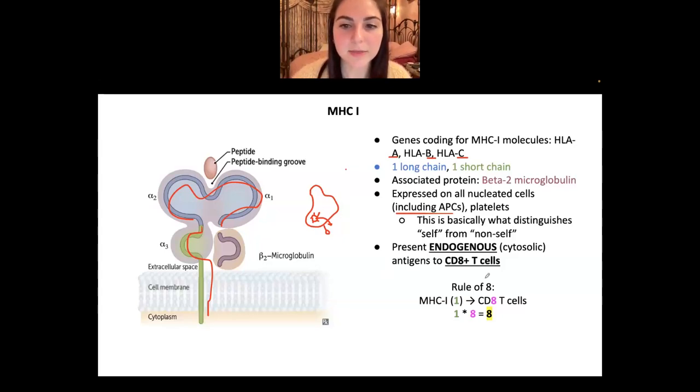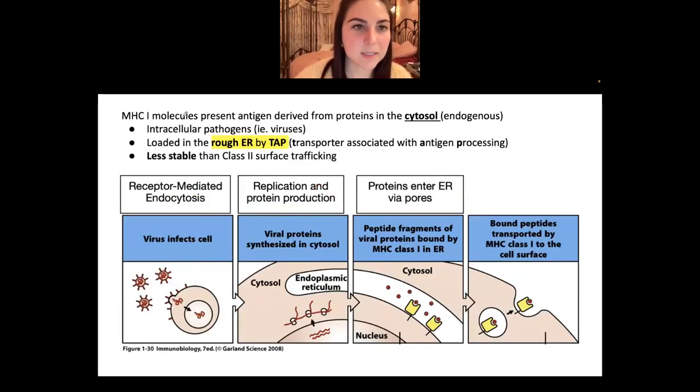So they call this the rule of 8, and we'll see it plays along with the MHC class 2s as well. But the rule of 8 is that MHC class 1 presents to CD8 positive T cells. So 1 times 8 equals 8. Okay.